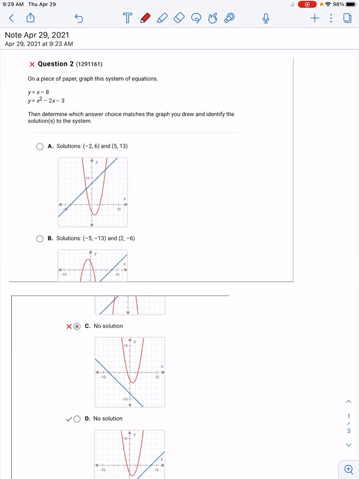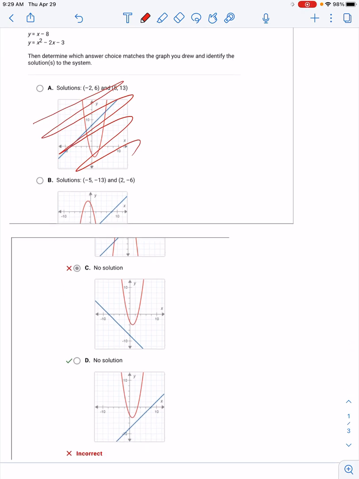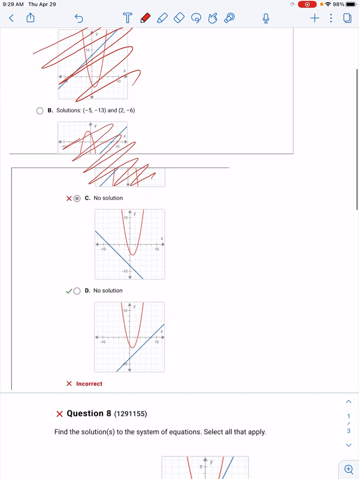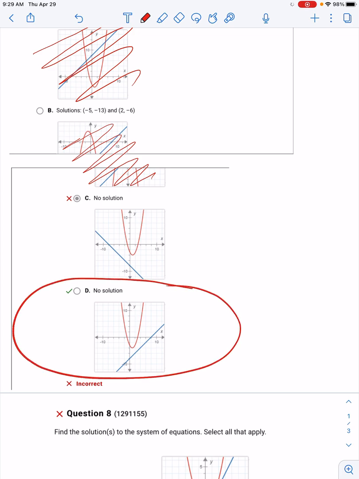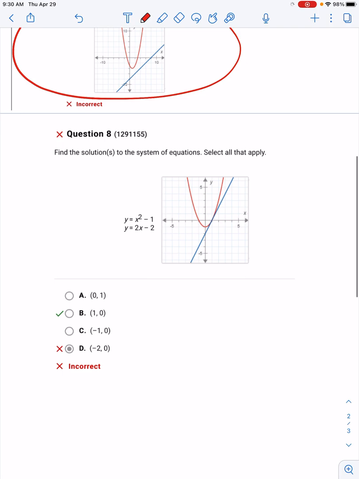So A is not correct because they cross. B, you can't really see, it's like messed up, but you can definitely see that they cross, so that's not it. C has no solution, but the line does not look correct. So D, right here, is the one that looks like the graph that we have on Desmos, okay? So the line has a positive slope, and then the parabola crosses the y-axis at negative 3. They don't cross, so it's no solution, okay?